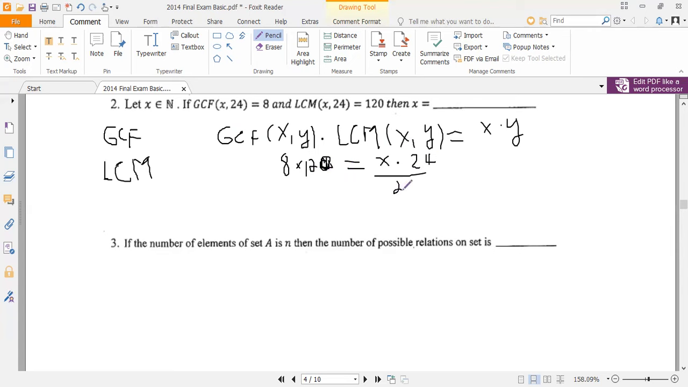Dividing by 24, we obtain the value of X. 24 by 24 cancels, and 8 divided into 24 gives 3. So 120 divided by 3 is 40. The value of X is 40, which is the exact solution for this question.